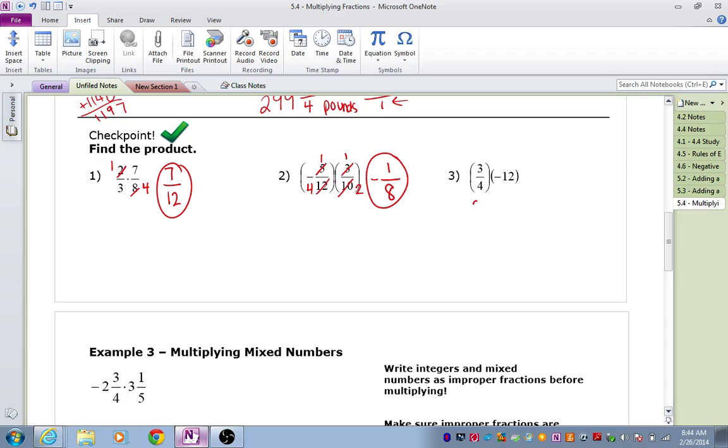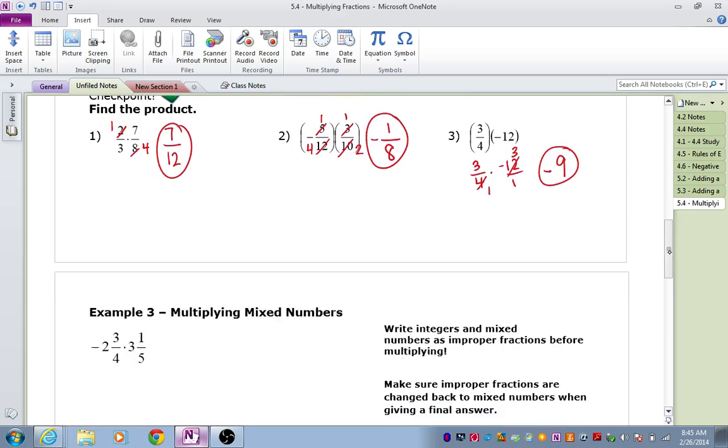In number 3, I'm going to change the negative 12 to negative 12 over 1. Okay, let's see. 4 goes into 4 once, 4 goes into 12 3 times. 3 times 3 is 9. 1 times 1 is 1, so we don't need to write that since we don't need to write a denominator of 1. And since it's a positive times a negative, our answer is negative 9.